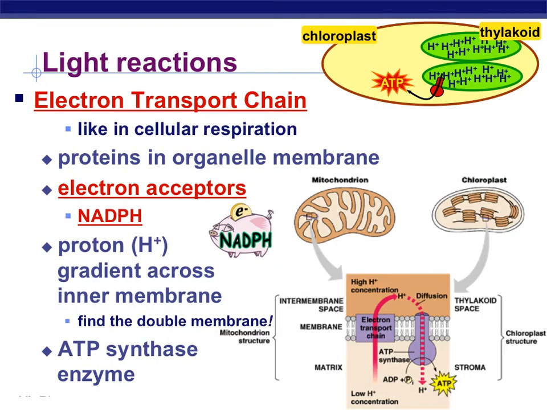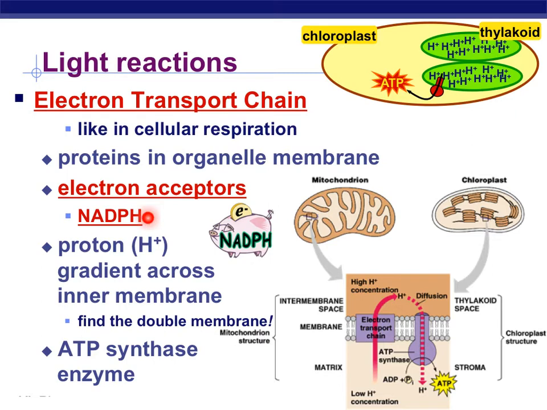The light reactions of photosynthesis involve an electron transport chain, much like in cellular respiration. Again, it's proteins that are embedded in the organelle membrane. In the chloroplast, in plants, it actually happens on the membrane inside the chloroplast called the thylakoid membrane. And remember, in cellular respiration, it happened in the internal mitochondrial membrane.